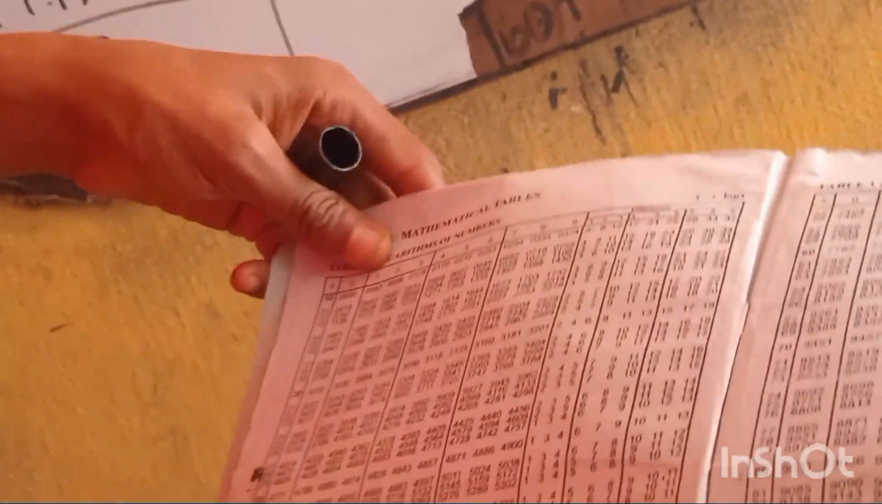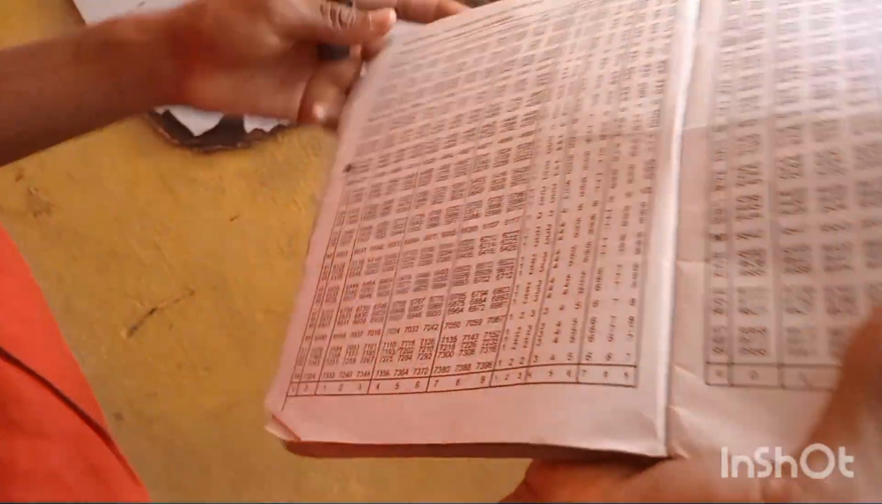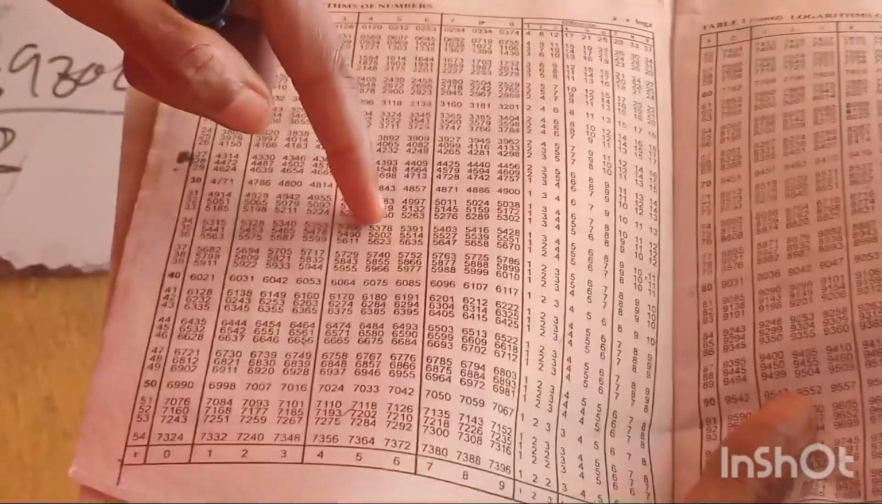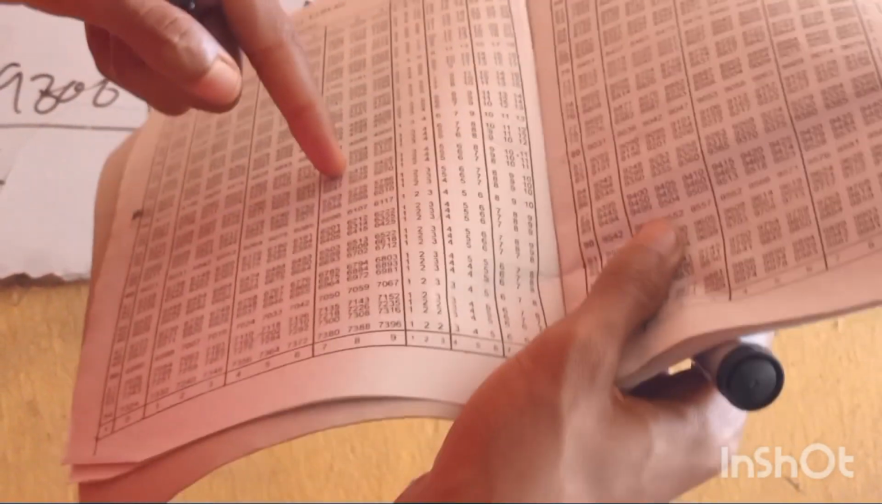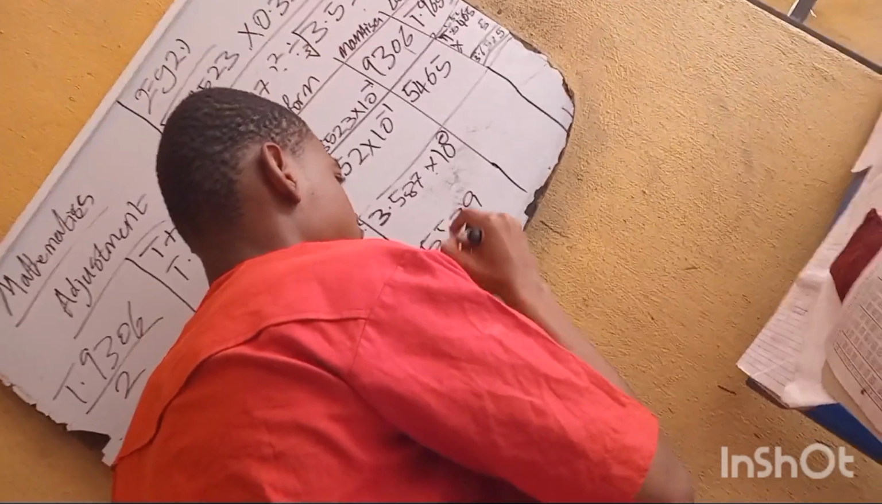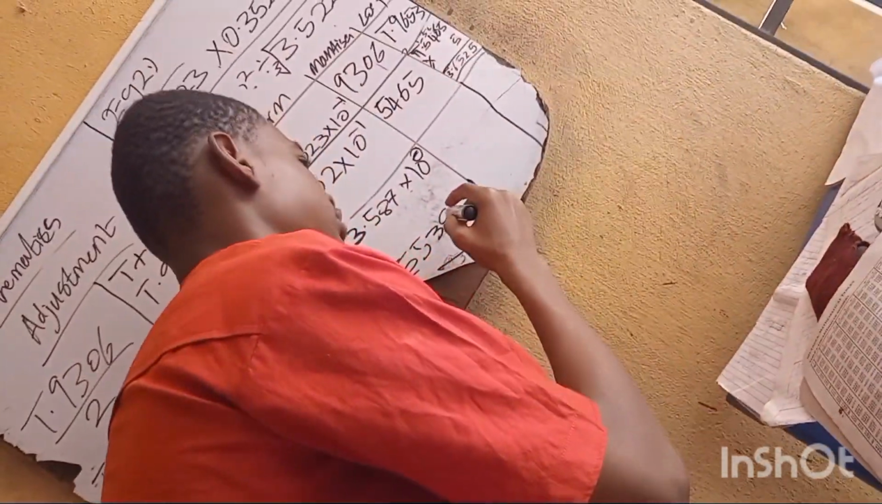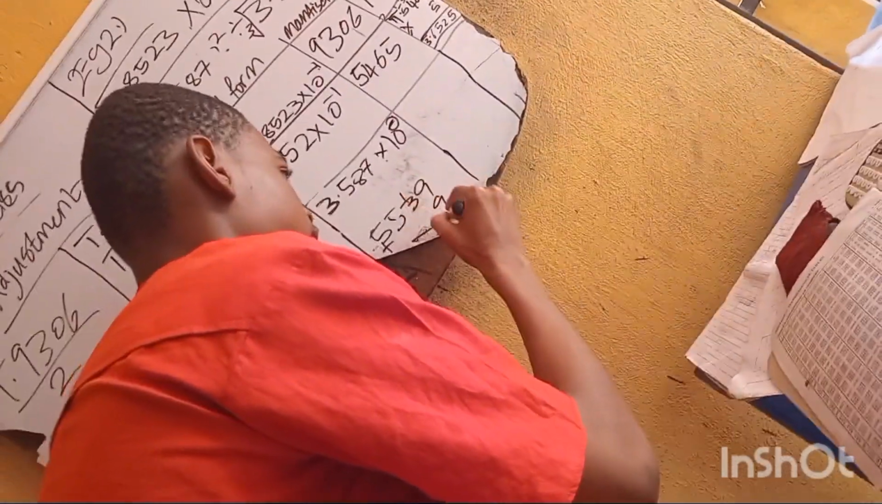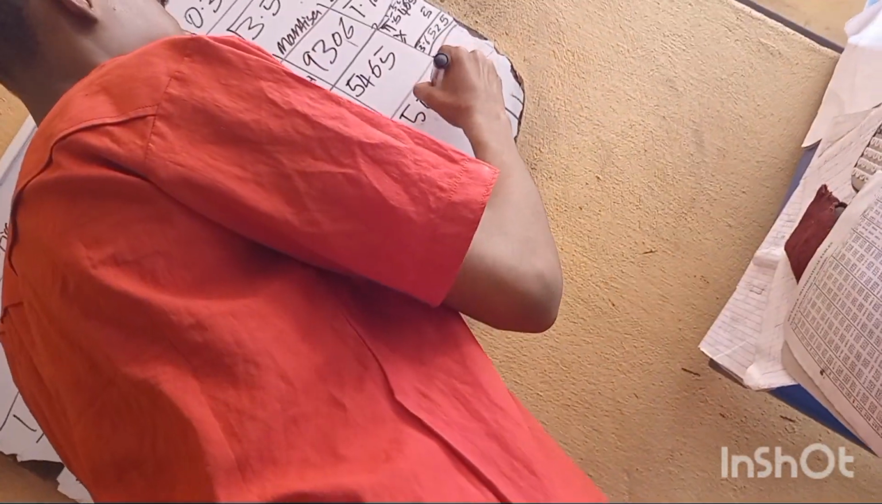Look for 35 under 8, difference 7. 35 under 8, difference 7: 5539, difference 7. 5539 plus 9. So the addition 9 plus 9 is 18, carry 1, and it becomes 5548.